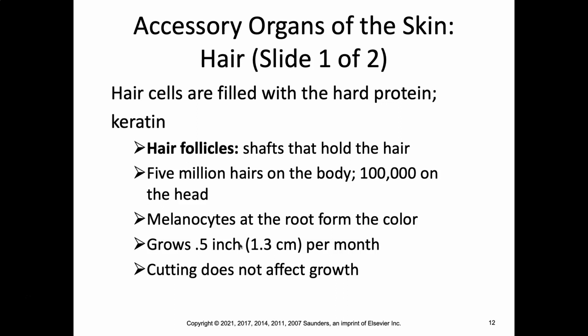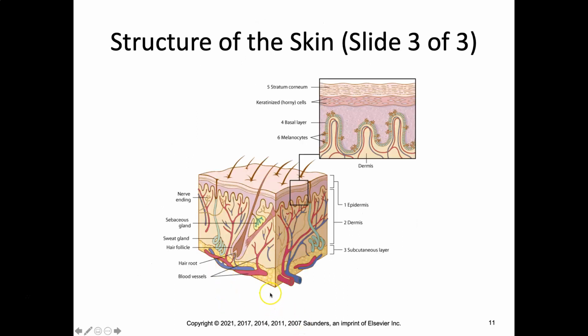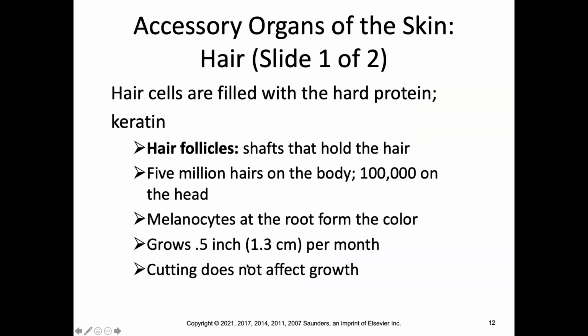On average, there are 5 million hairs on the body and 100,000 on the head. Melanocytes form at the root and form the color. So your hair color is naturally determined by these little melanocytes that are right down at the bottom of this hair follicle around the root of the hair. And we'll see another visual for that in just a minute. But anyway, these melanocytes are the ones that form the natural color of hair.